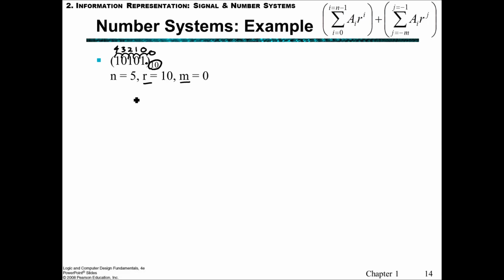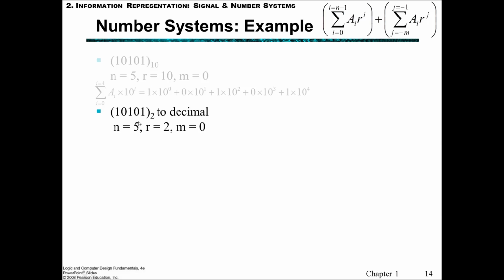So we could represent that as 1 times 10 to the 0, plus 0 times 10 to the 1, plus 1 times 10 to the 2, plus 0 times 10 to the 3, plus 1 times 10 to the 4, which if you add it all up would give you 10,101. Okay, so let's have a look at the second example.